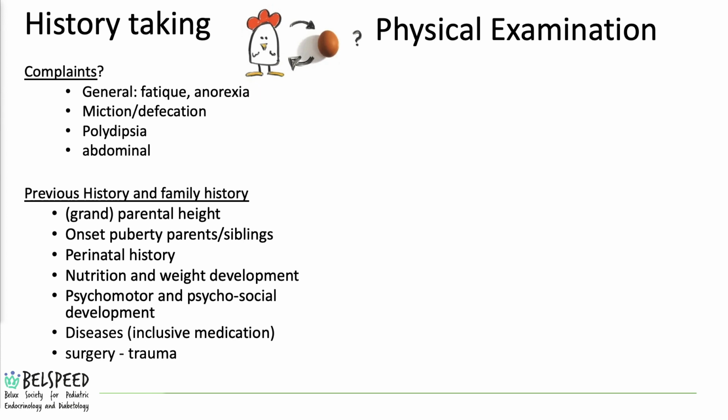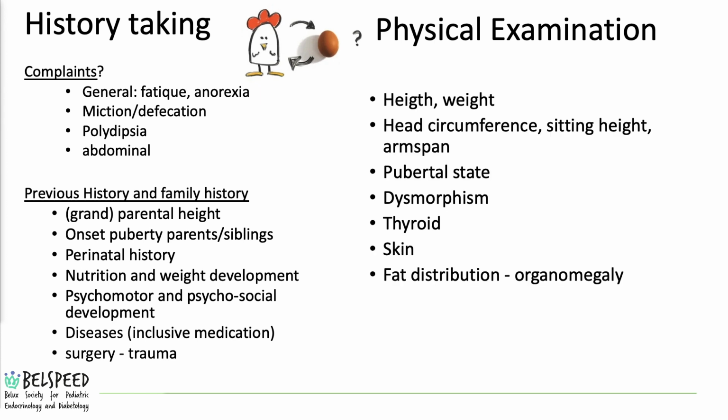And then for the physical examination, it's of course important to do the height and weight. Also to look at the proportions. So you need the head circumference, the sitting height, the arm span. Pubertal state is also important. Are there any dysmorphisms? Can you palpate the thyroid? How is the fat distribution? If you look for systemic diseases, is there organomegaly?